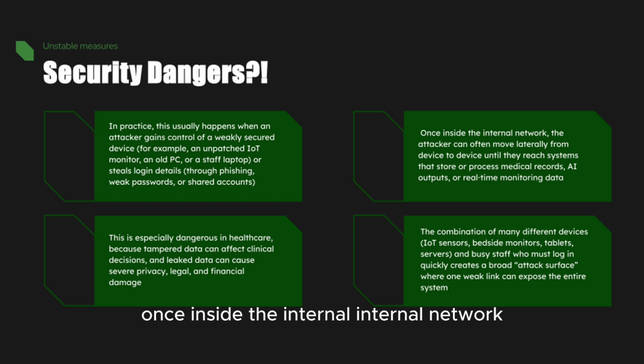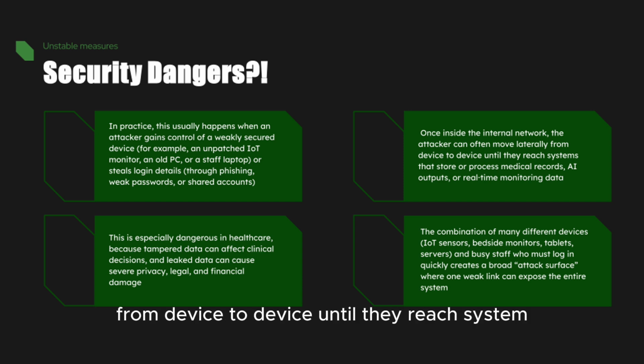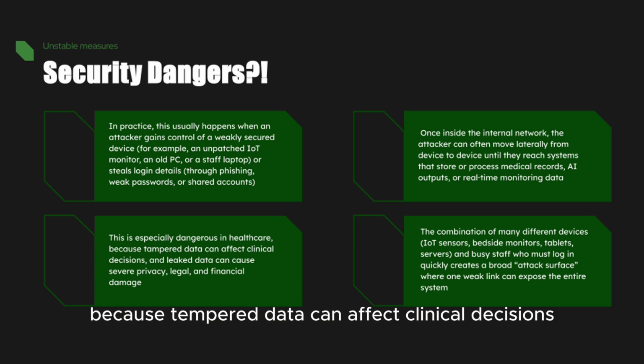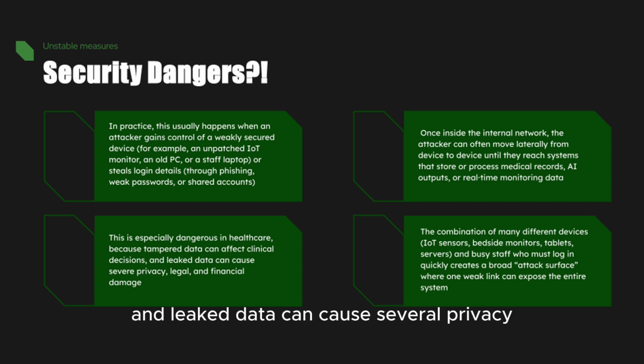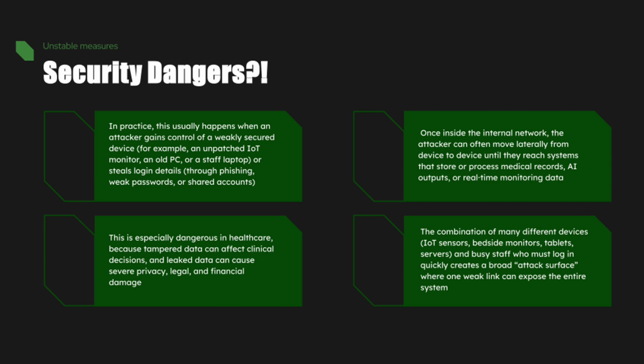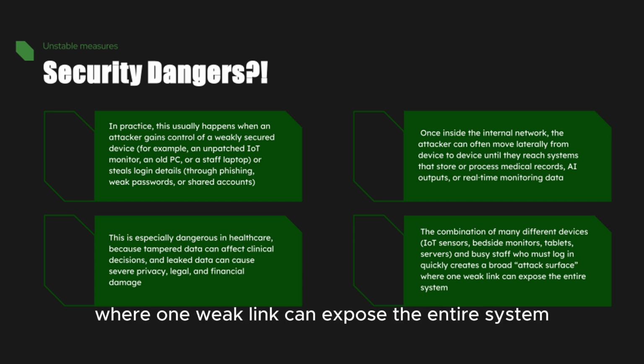Once inside the internal network, the attacker can often move laterally from device to device until they reach systems that store or process medical records, AI outputs, or real-time monitoring data. This is especially dangerous in healthcare because tampered data can affect clinical decisions, and leaked data can cause severe privacy, legal, and financial damage. The combination of many different devices, IoT sensors, bedside monitors, tablets, servers, and PCs, and staff who must log in quickly creates a broad attack surface where one weak link can expose the entire system.